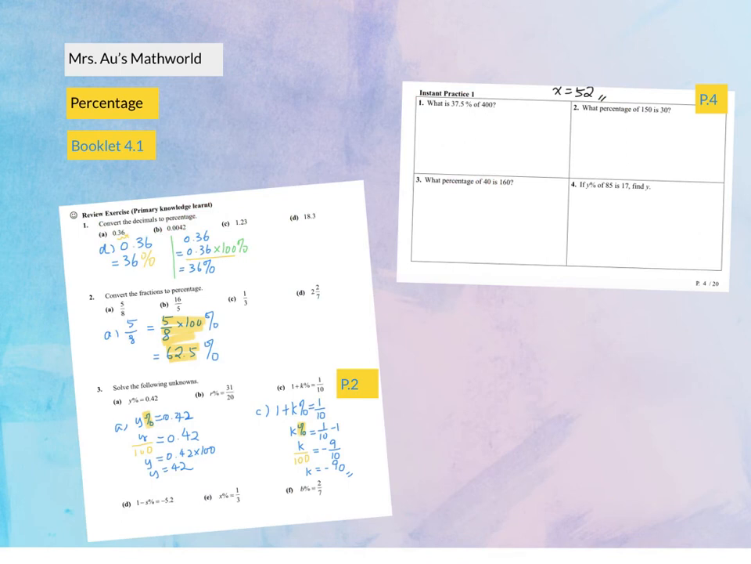Please complete page 2 and page 4 after having a look at the video for this part.